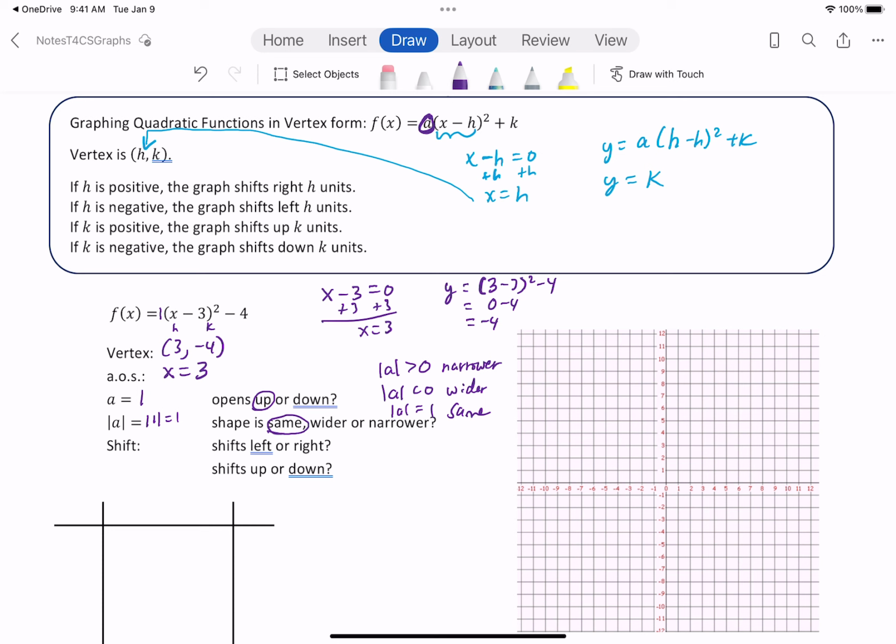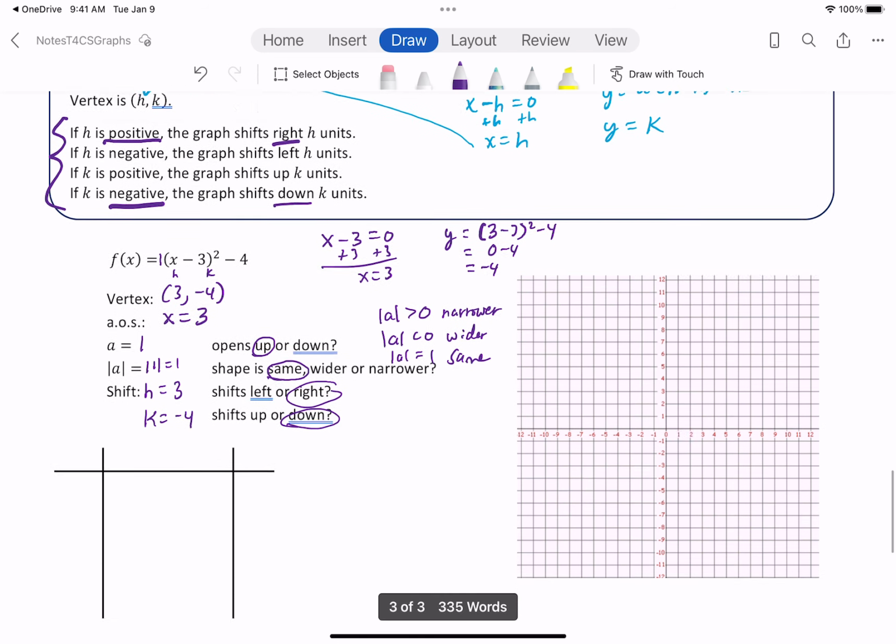Alright, so for the shift, that's where we're going to look back up here. Remember, my h is the x-coordinate of the vertex, which is 3. So if the h is positive, the graph is going to shift right. k, in our case, is -4. And if k is negative, the graph is going to shift down. Alright?